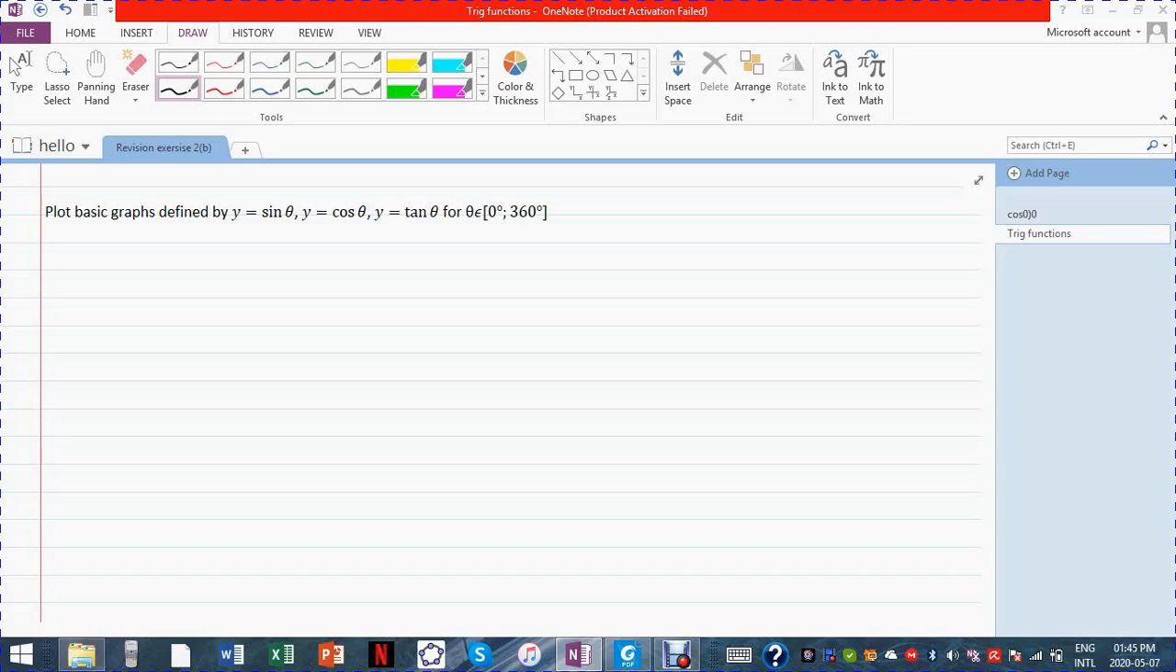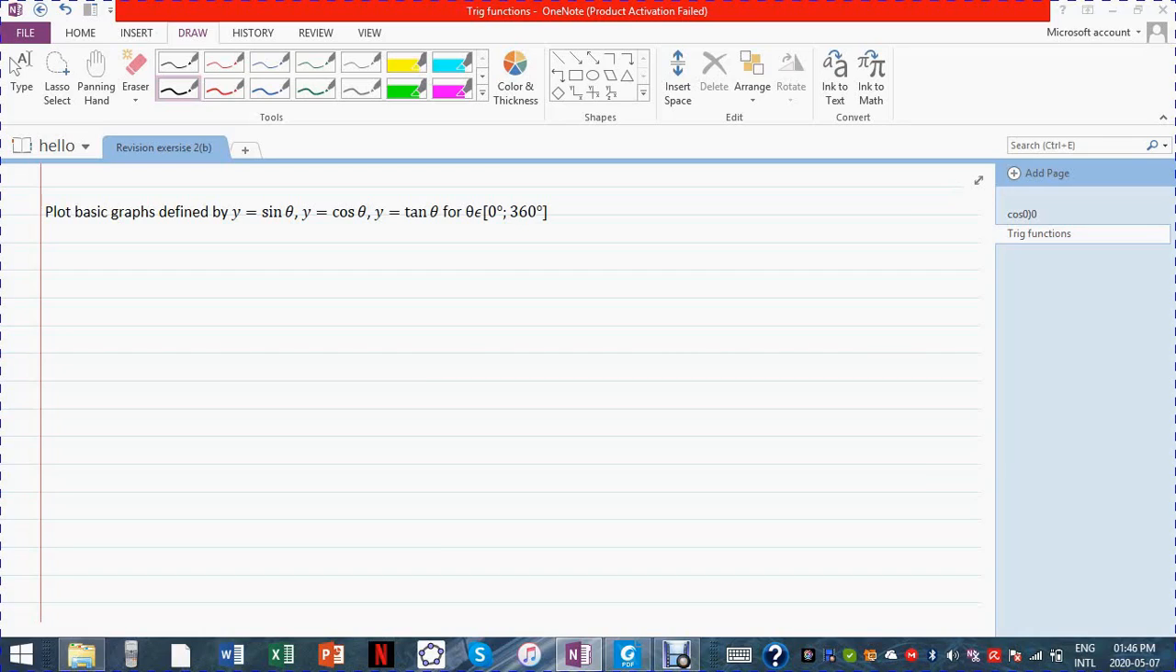to tan theta, for theta element of 0 degrees, 360 degrees. So these are the basic graphs of trigonometric functions. Alright, so then now how do we actually go on and plot this, or how do we altogether start sketching the graph of trigonometry?